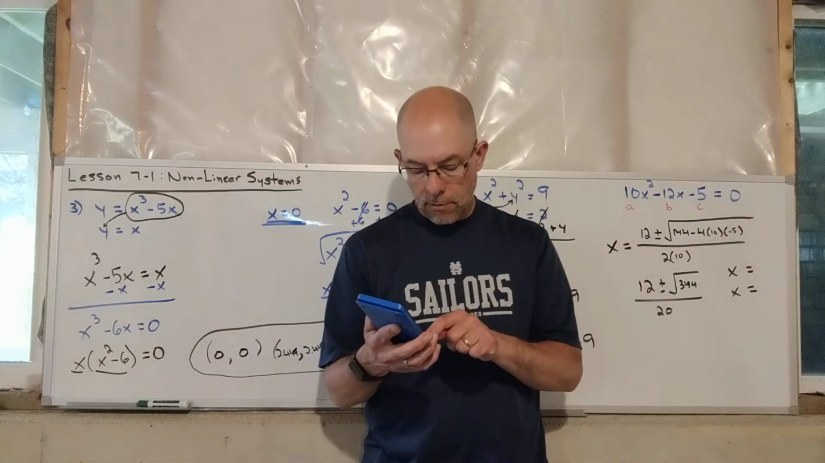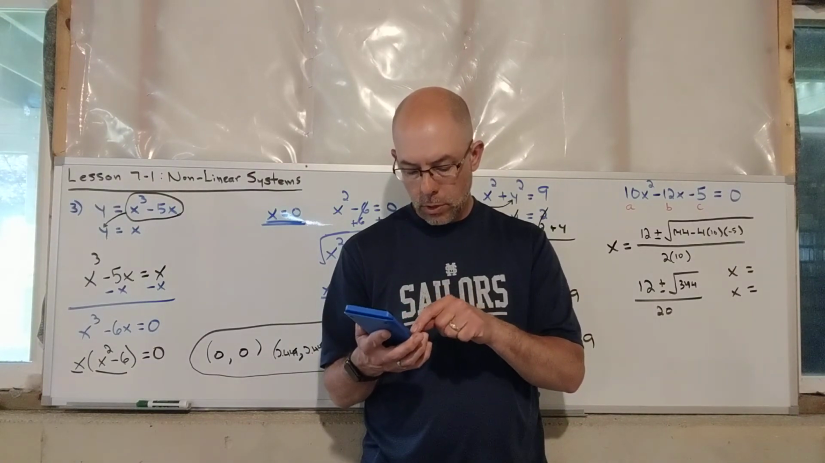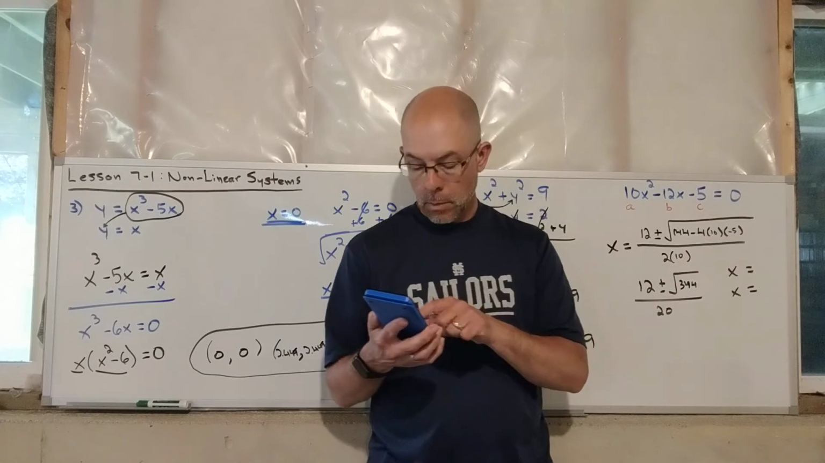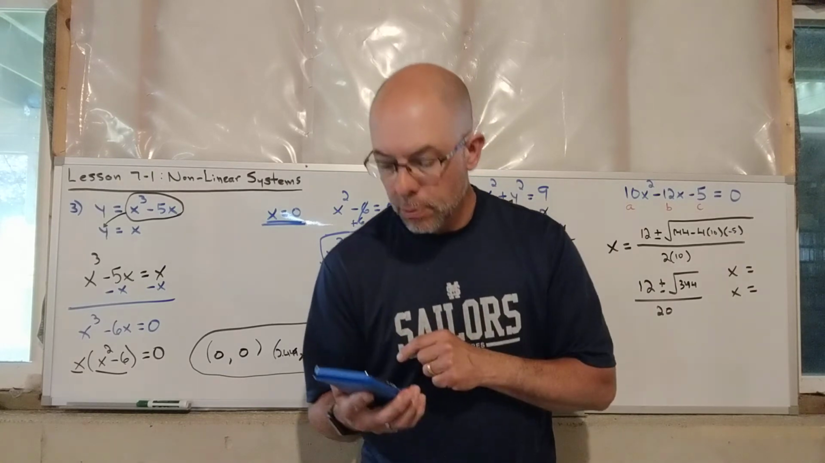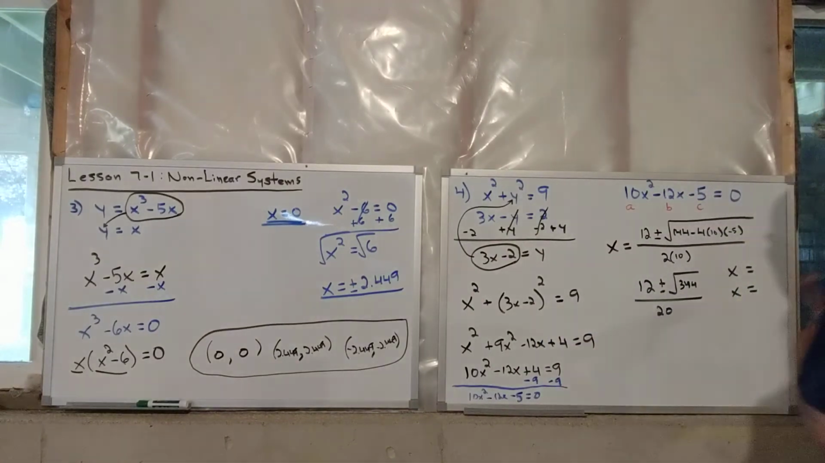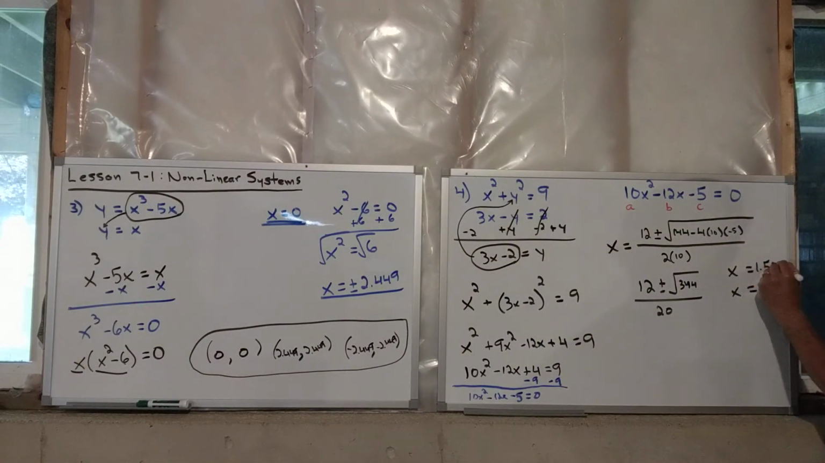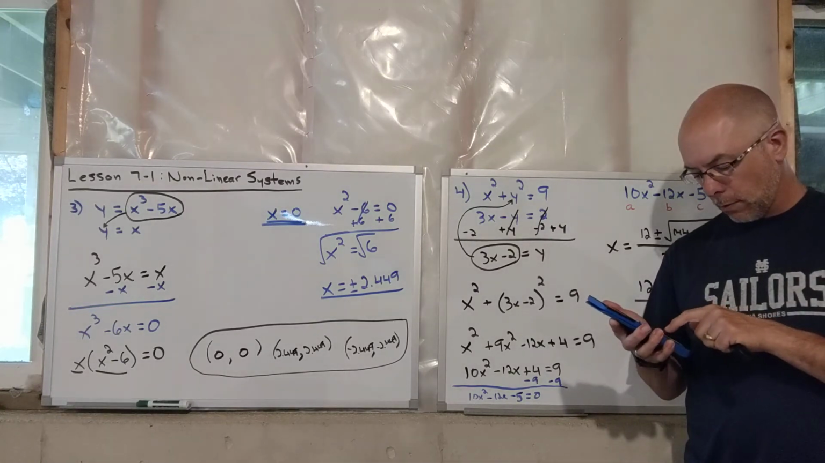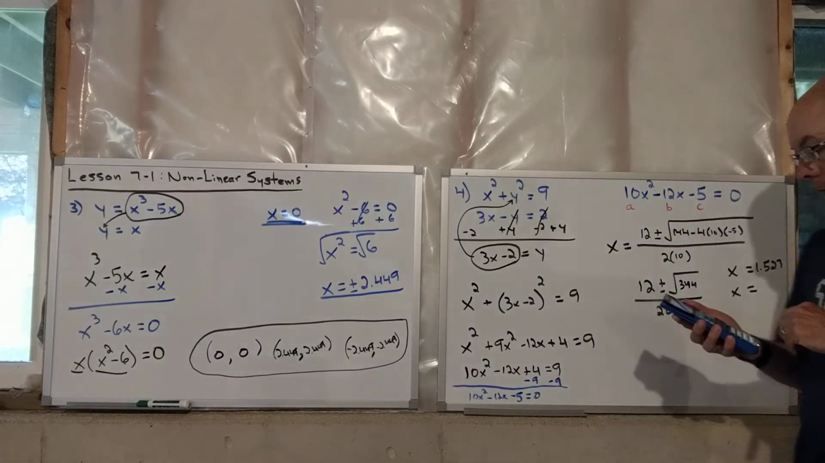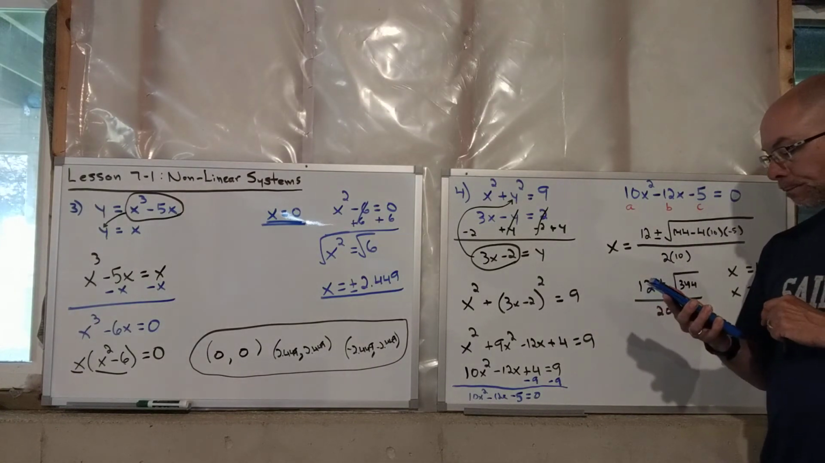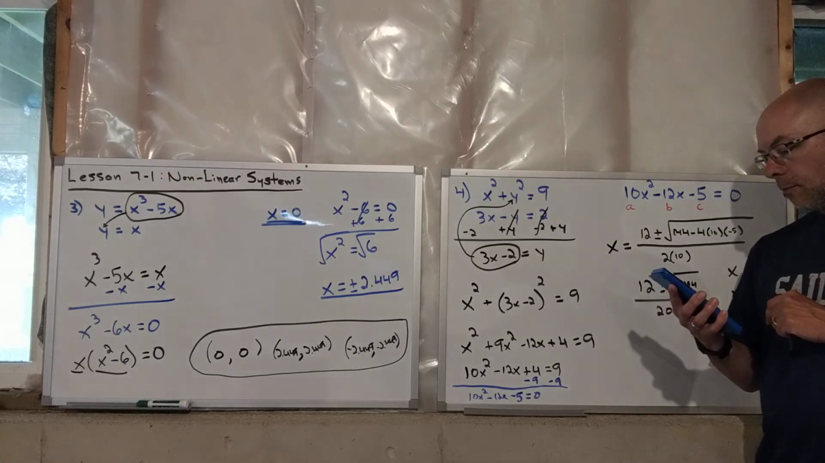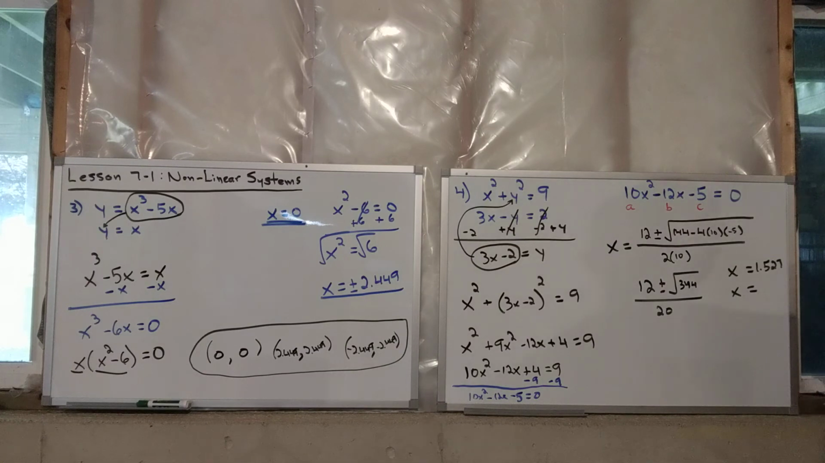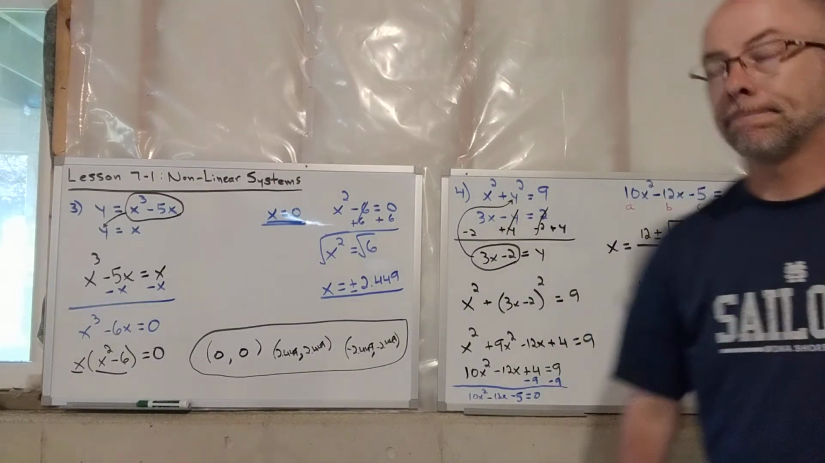So right now what I'm doing right here in front of you is 12 plus the square root of 344, enter, divide by 20. That's 1.527. That's one of my x's. And then the other one is 12 minus the square root of 344, divide by 20. And that's negative 0.327. So there are the x's.